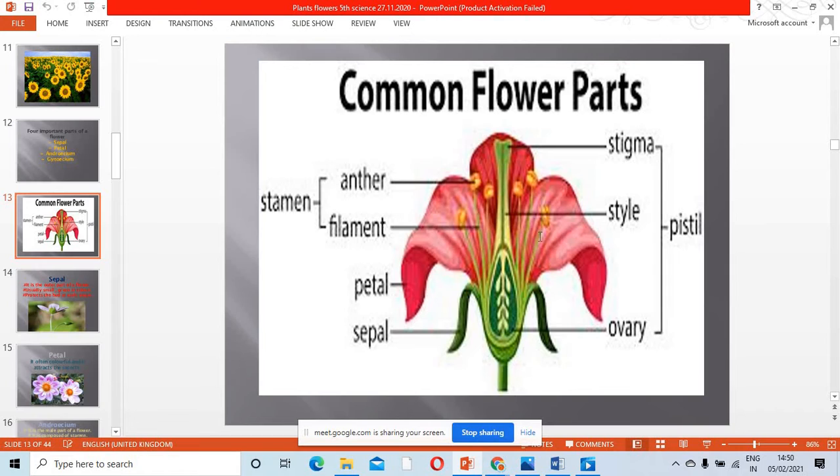Now before we go into the details, look at this slide. It's a beautiful picture of a cross section of a shoe flower. The shoe flower is cut into half and you can see all the internal parts. On your right hand side, you can see some parts called the pistil, which consists of stigma, style and ovary. And on your left hand side, you can see one important part called the stamen, which is divided into anther and filament. And you can see the petal and the sepals. Sepals are said to be the green and the outermost whorl of a flower.